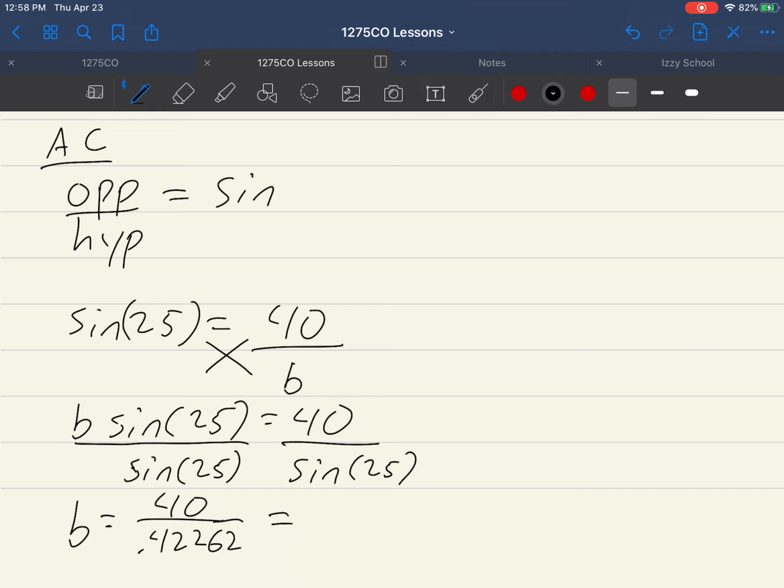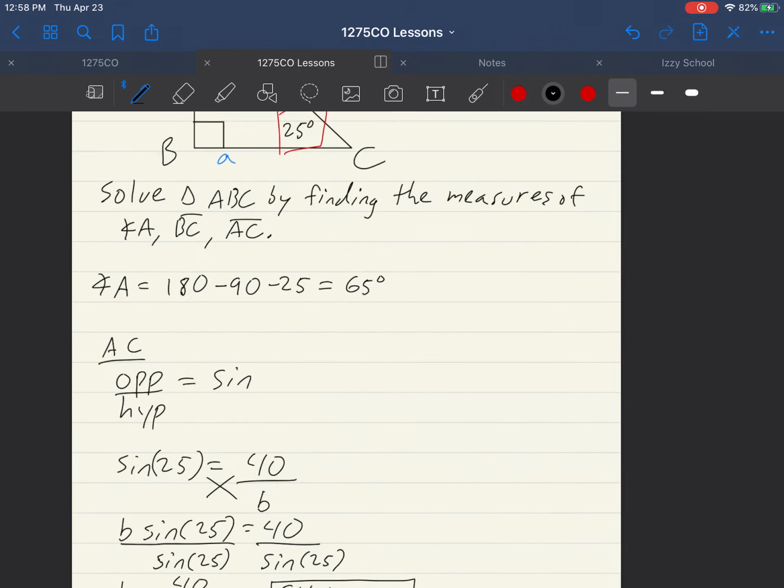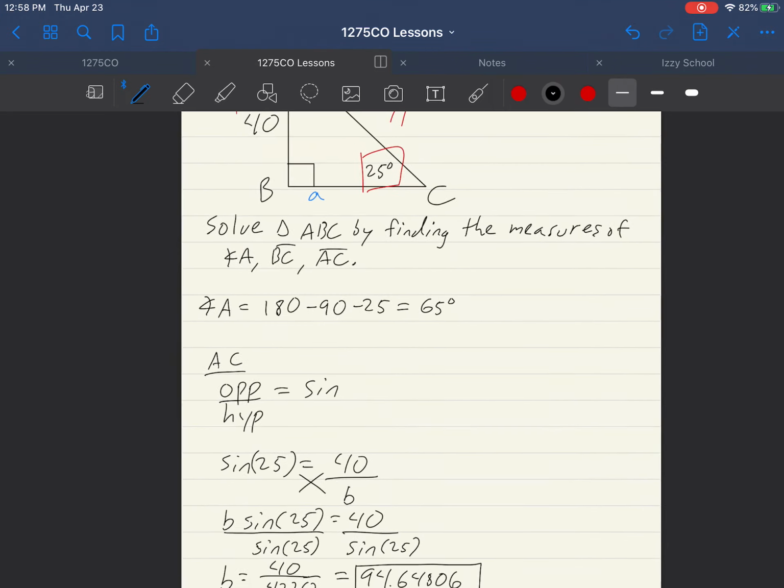And if you have a nice calculator, then you certainly don't have to use that 0.42262. You can put right in 40 divided by the sine of 25. Make sure you're in degrees mode. 94.64806. And this is going to be rounded to 5 decimal places. You can round however you need to, however the instructions mention.